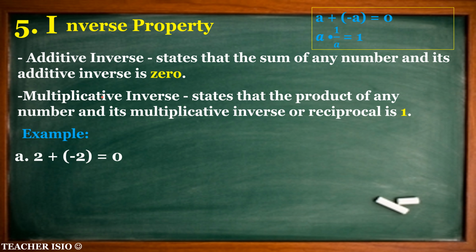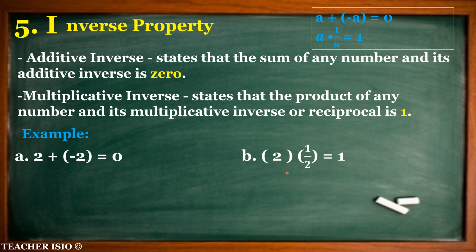So, let's have example. So, we have 2 plus negative 2. As you can see, we have 2 here. The additive inverse or kumbaga, opposite ni 2 ay negative 2. So, if we're going to add this, the answer is always 0. So, if we're going to add a number to its opposite, the sum is always 0.